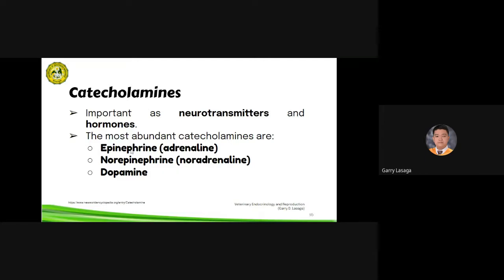Epinephrine is abbreviated as epi. It is an American term. Its counterpart in the British term is adrenaline. Norepinephrine is abbreviated as NE. Its counterpart in the British term is noradrenaline, which is also abbreviated as NA. Dopamine is abbreviated as D.